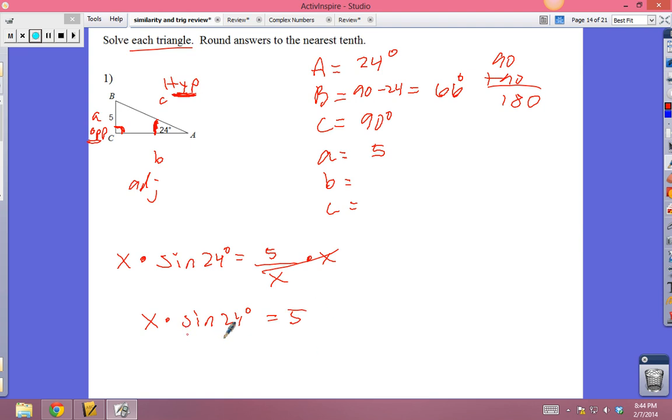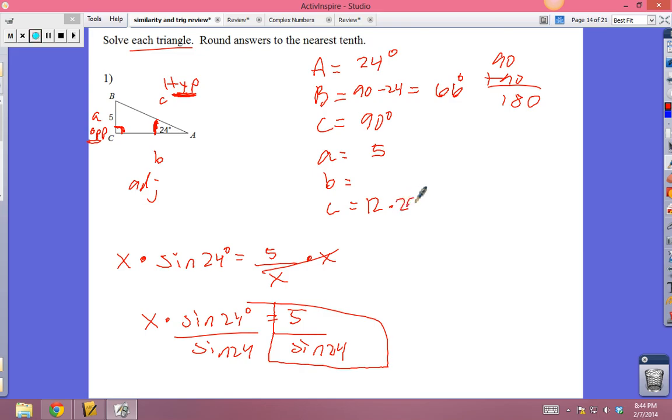And now I'm just going to solve for x. So I'm going to divide this side by sine of 24. Divide this side by sine of 24. And I have to make sure my calculator is in degrees. If your calculator is in degrees, just punch in 5 divided by sine of 24. It's going to give you probably some ugly decimal, so we'll just round it to a couple decimal spots. And that is going to be 12.29.